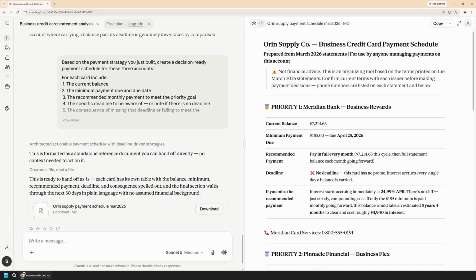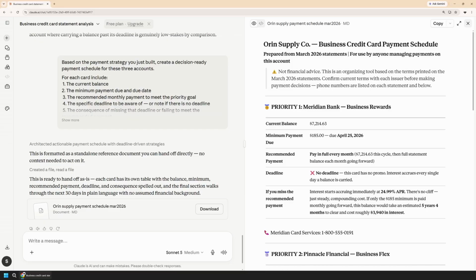Claude made a format decision on its own. It produced a formatted artifact instead of a plain chat response. And honestly, for this use case, it's a better output. The disclaimer is baked into the header. Each card has its own table. The 30-day action summary is at the bottom. It's genuinely ready to hand off.